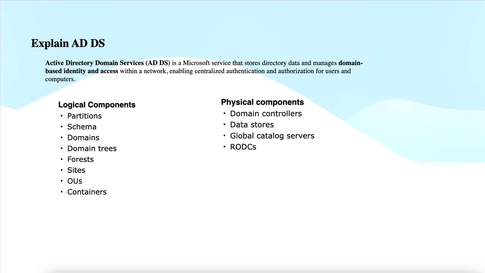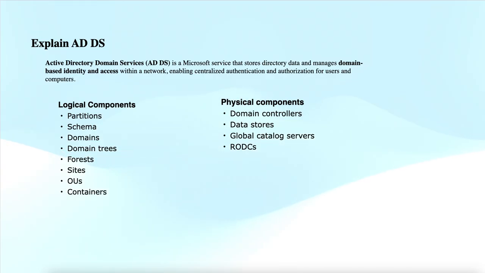Next is the forest, which is the highest level container of Active Directory Domain Services containing one or more domain trees. Think of it as a forest with multiple trees. These trees are like domains. Next is sites. Sites represent the geographical location that helps with network traffic and resource access. It's like setting up the rules for how data flows in different areas.